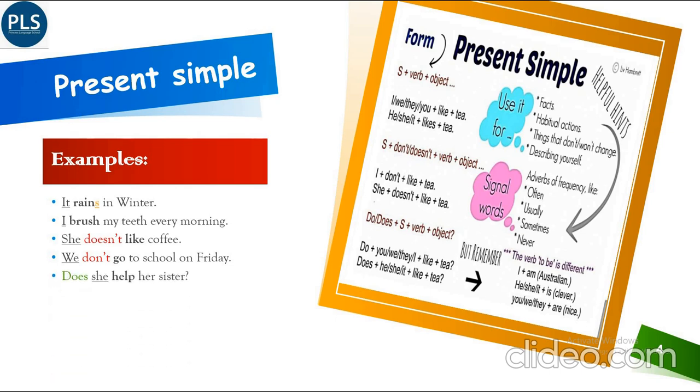So we are going to start our question using does, of course, for the singular subject like he or she or it. So the question here says, does she help her sister? Does she help her sister? Of course, because that's a question, so the verb is going to be in the infinitive form. And the answer is going to be yes, she does, or no, she doesn't. No, she doesn't, because this answer is negative, so we say no, she doesn't.